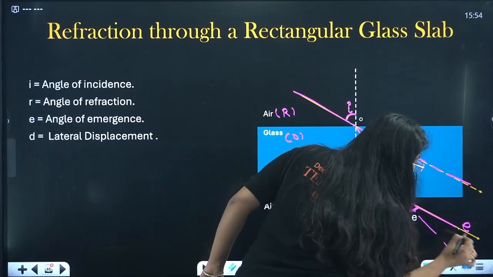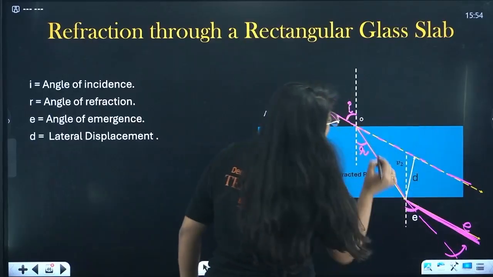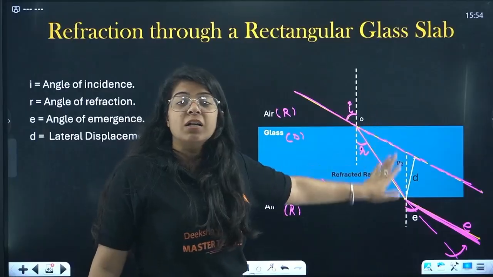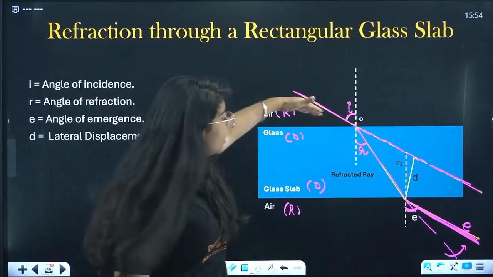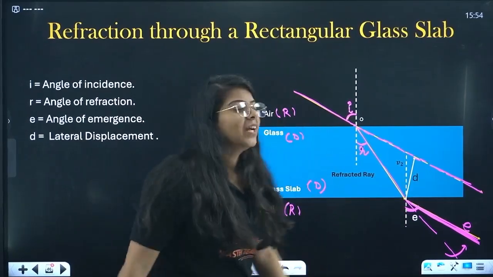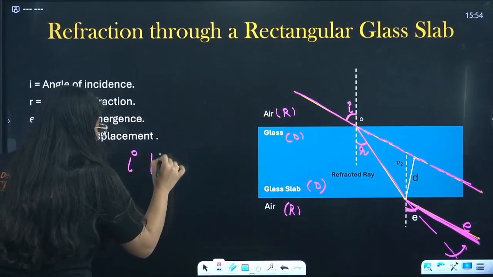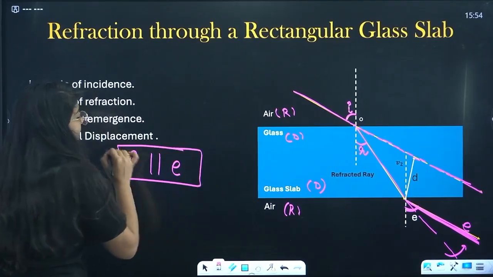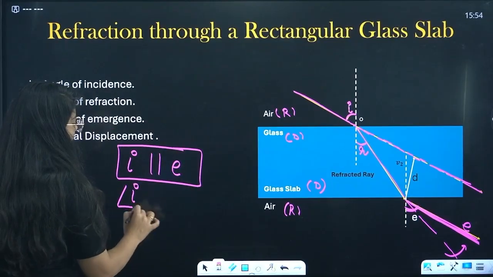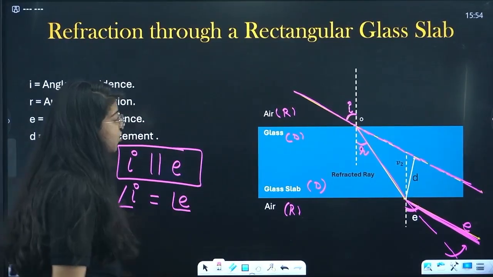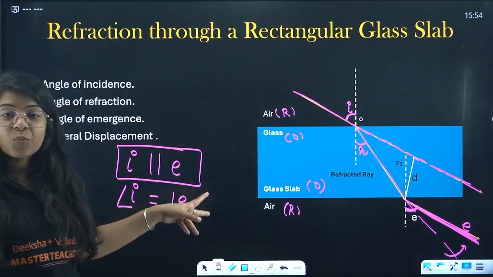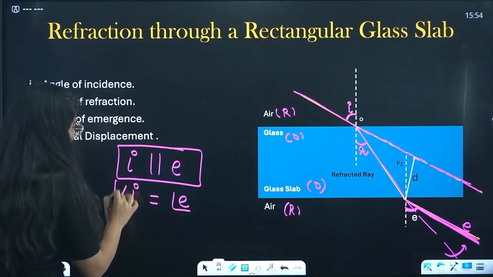But you will see that this emergent ray and this incident ray, the incident ray which was not hurdled by the glass slab, if this glass slab was not there, it will go like this, right? So these two rays are parallel. This incident ray is parallel to the emergent ray, a very important point. And beta, this incident angle is equal to this emergent angle. Incident angle equals emergent angle. These two results are very, very important.